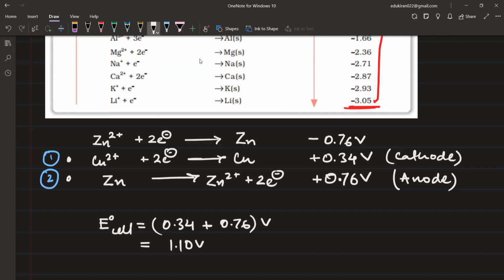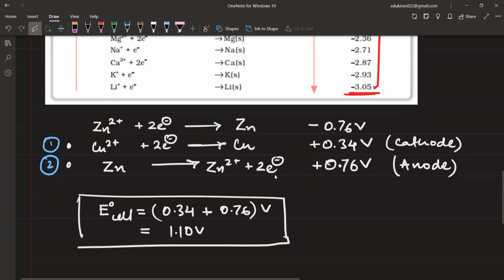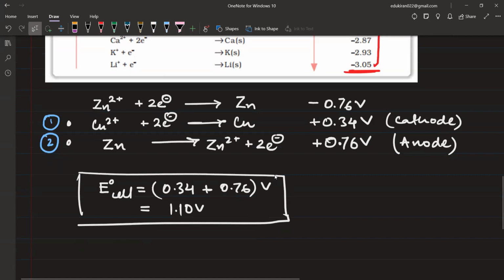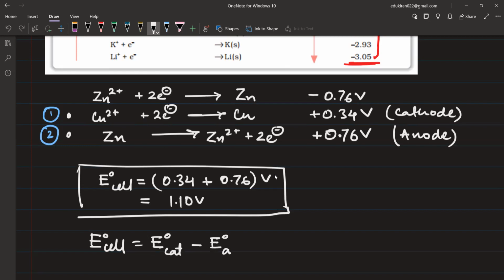Now, if you have been learning electrochemistry in school, you must have seen this type of formula that if you have E naught cell, then it is going to be E of cathode minus E of anode, right? Okay. Now, this did not particularly make sense to me.